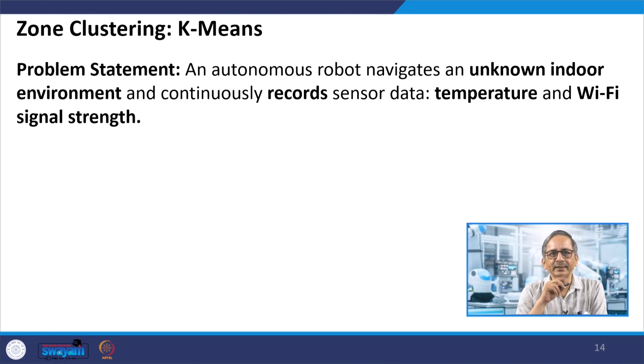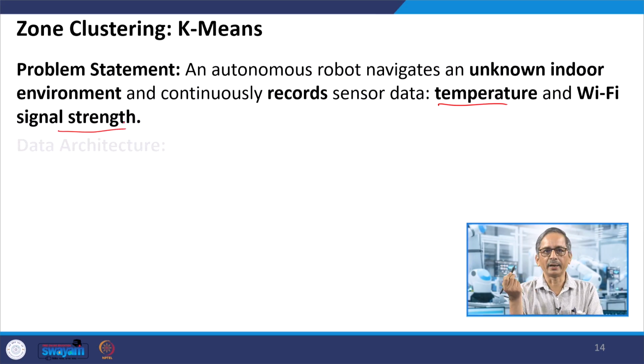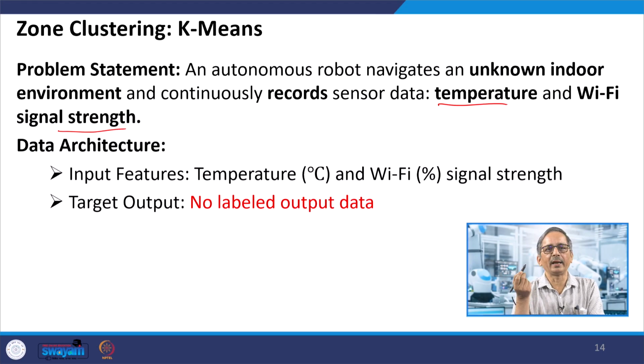Okay, so let us try to understand this with the help of an example. Say my problem statement is that I have an autonomous robot which is navigating in an unknown indoor environment and continuously recording sensor data. Say the sensor data is temperature and the Wi-Fi signal strength. So the data consists of temperature and Wi-Fi signal strength. We do not have any labeled output data.